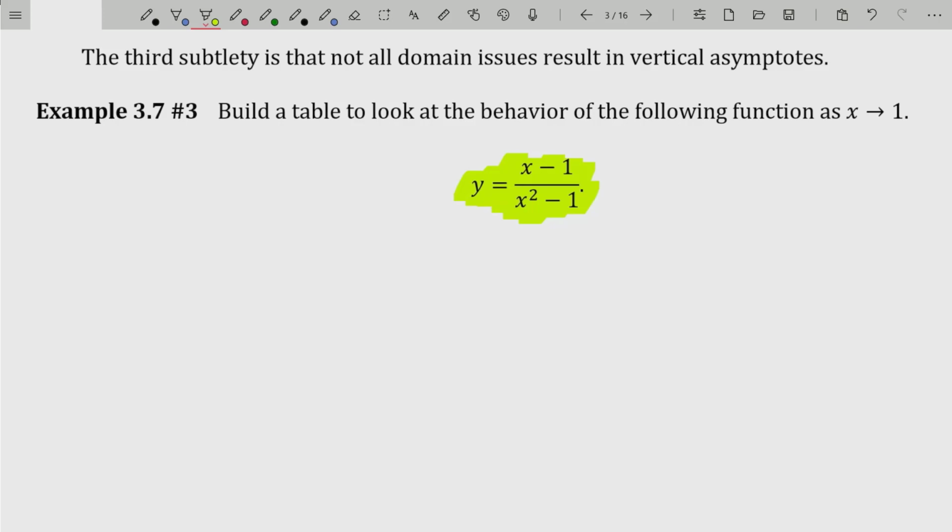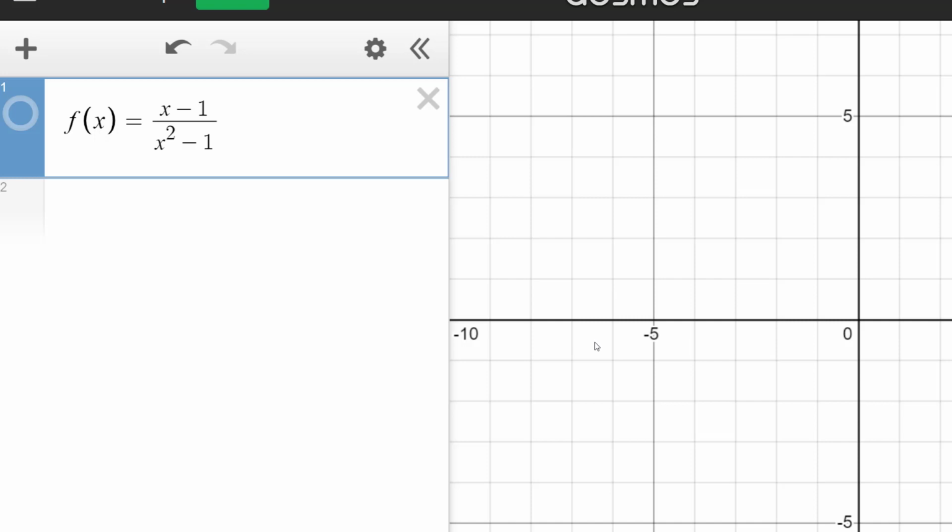You should note, if you were to try to plug 1 into this function, you would get 0 over 0, and that is called indeterminate. So we cannot do that. 0 over 0 just is not a number. We don't know what that number is. So let's go ahead and see what happens when we go to Desmos.